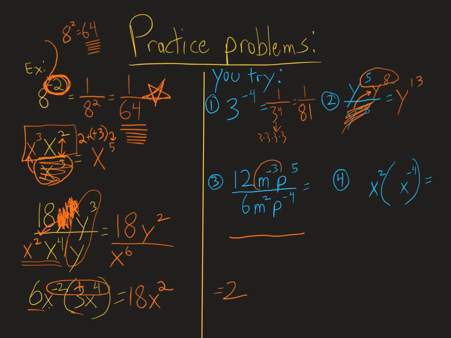M to the negative 3, I'm going to move to the bottom, so now it's going to become an m positive 3 next to that m2. P to the negative 4, I'm going to move up. So that's going to become a p to the 4 on top, right next to the p to the 5. And now it's clear I can finish the problem. I've got 3 and 2 is 5 m's. Put them all together. P4 and P5 is P9. Keep those together on the top.